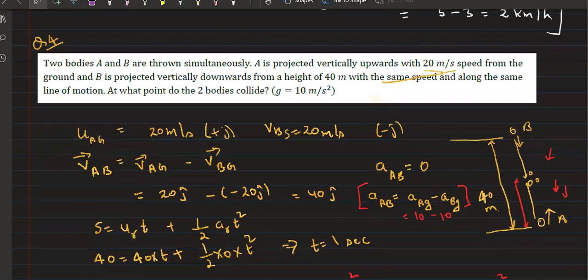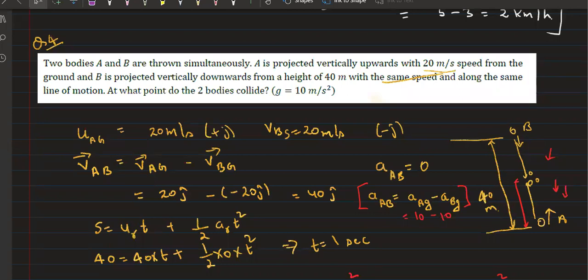Try to figure it out. Just think about it. Okay. Think about it. Right? What has happened? Because all the equations that we have used are the basic equations that we have studied.